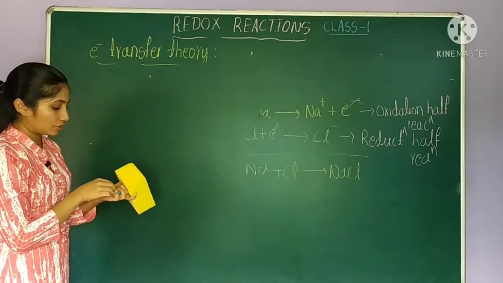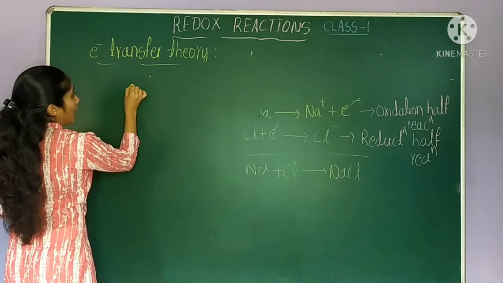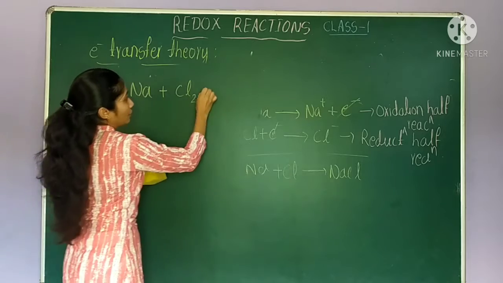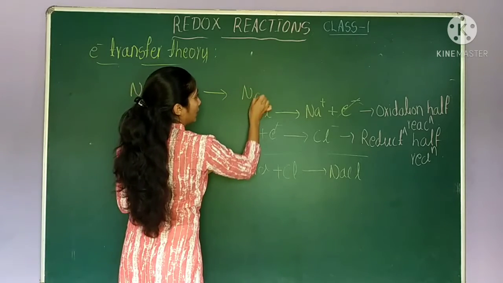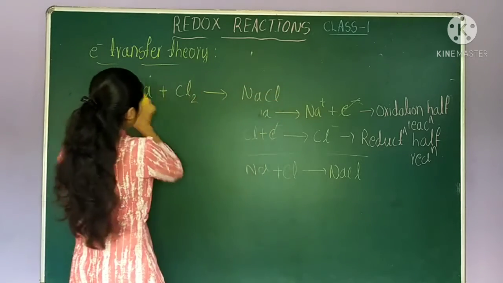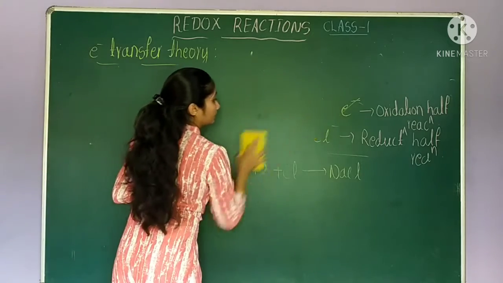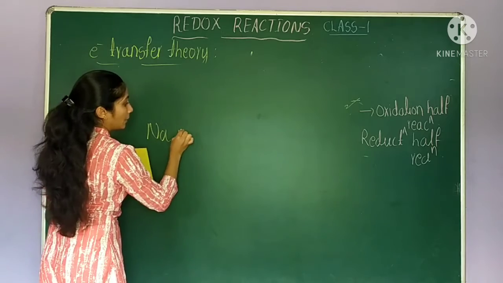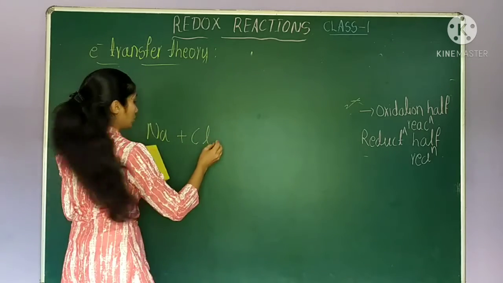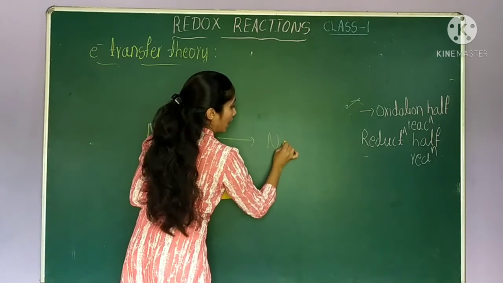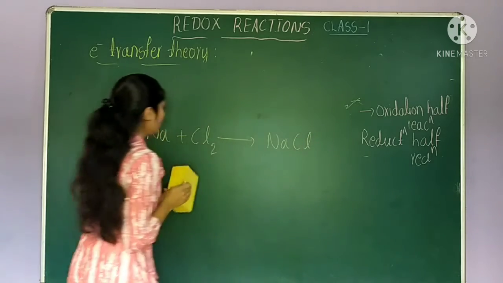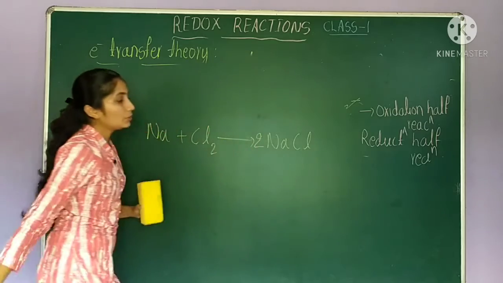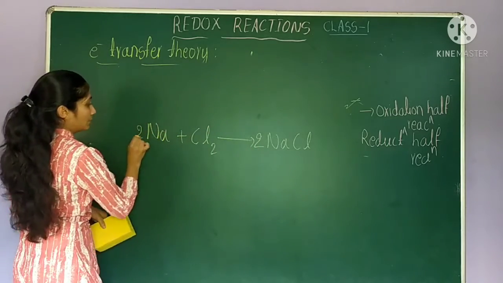Balancing this redox reaction. Na plus Cl2 gives NaCl. Cl2 has two Cl atoms, so I'll write 2 here, 2 NaCl, and 2 sodium.